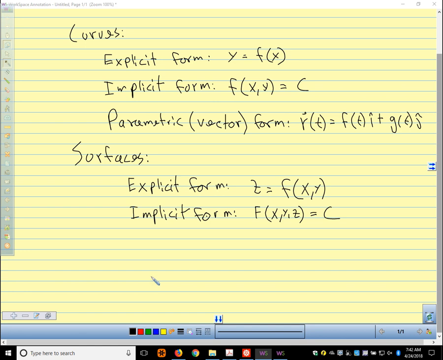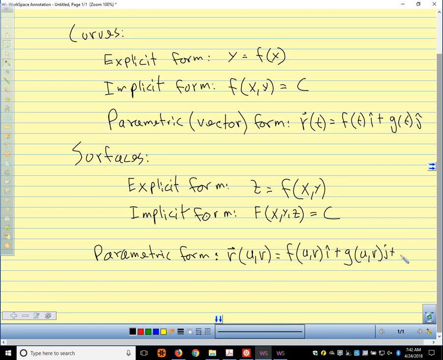Today, we're going to talk about parametric form. Our parametric form, we're going to have r of u and v, and we're going to have some f of u and v i hat plus g of u and v j hat plus h of u and v k hat. And f, g, and h are some nice functions in what we call the UV plane.